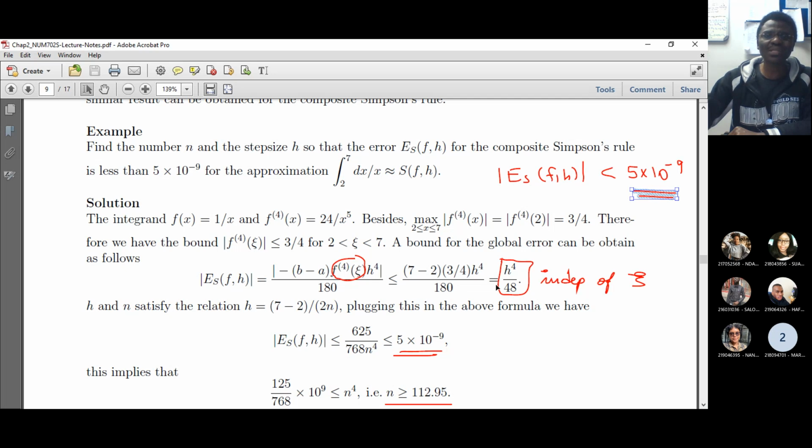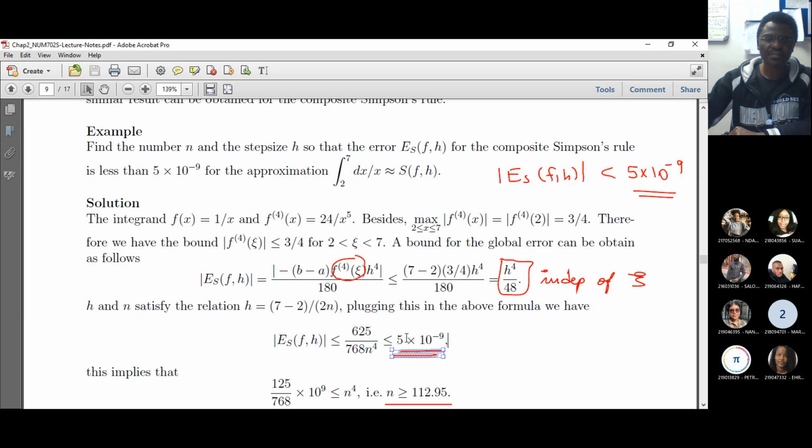And it is to this upper bound that we impose this constraint. You can see that we are imposing that the upper bound should be less than the constraint. Why? Because if this upper bound is less than or equal to the constraint, automatically the error will also be less. So this is a step that is very important to understand and to follow. Otherwise, we'll be stuck.